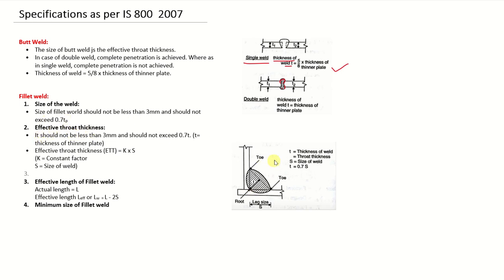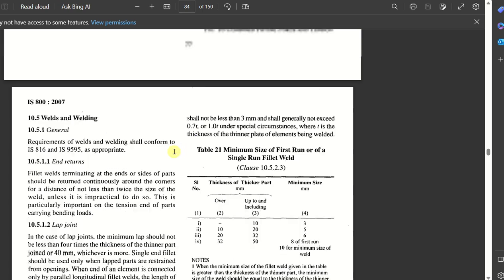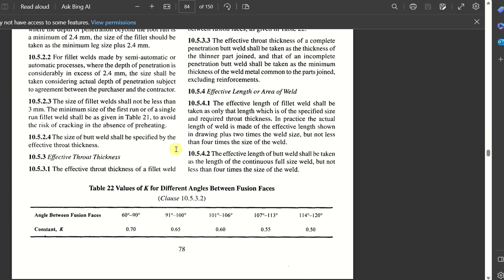Effective throat thickness is this one. So T, it should not be less than 3 mm and should not exceed 0.7 times T, where T is the thickness of the thinner plate. All these specifications are mentioned on page number 79 of IS 800. So here it is, page number 79.